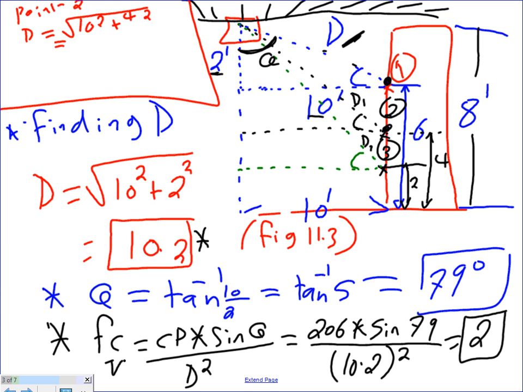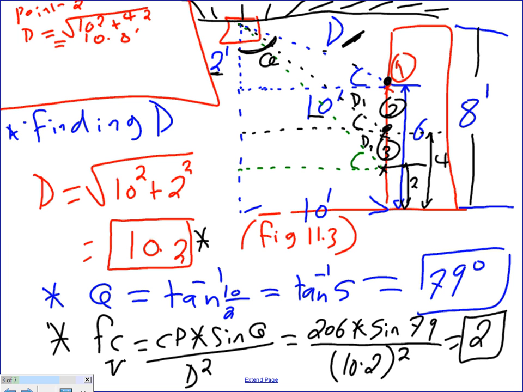What's the D? 100 plus 16, 116, square root of 116. That's 10.8. Okay, here is 10.8.